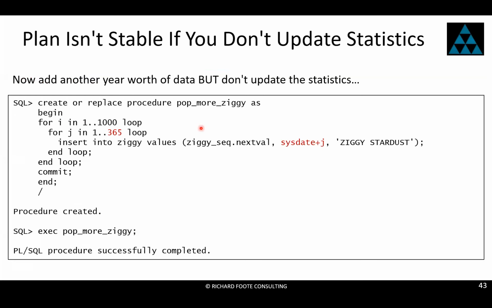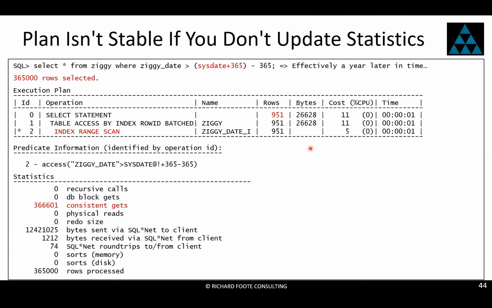Now, if I don't collect stats for a year, what happens is my data changes. I will now insert a new year's worth of data. So this is what I'm doing here. I'm inserting another year's worth of data into the future. And I'm not going to collect stats because everything's fine. So what I'm doing now, I'm going to run this query as equivalent to what it would be like in a year's time. In a year's time, the sys date will be 365 days later. And I want the previous 365 days.